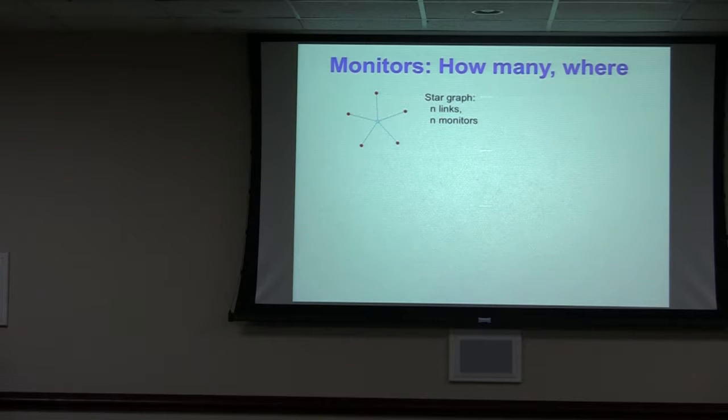So this simple star graph, I have n links, and clearly I need n monitors. Right? All the leaf nodes are the monitors. The center node need not be monitored. That's enough for me to infer all the link nodes.